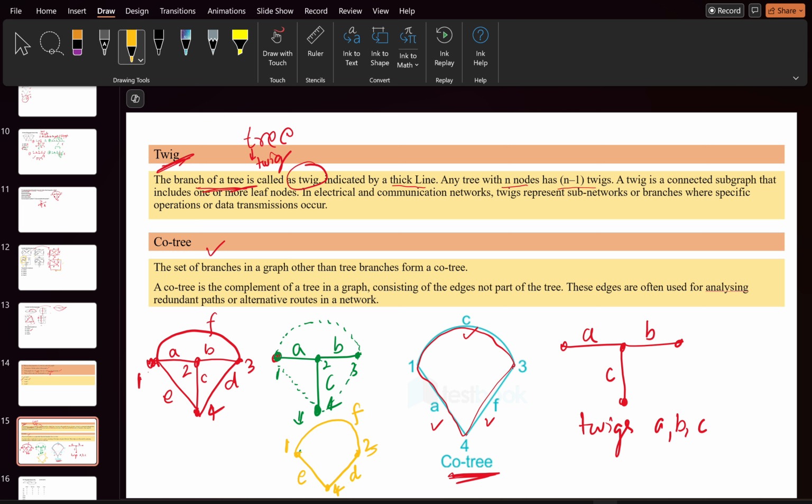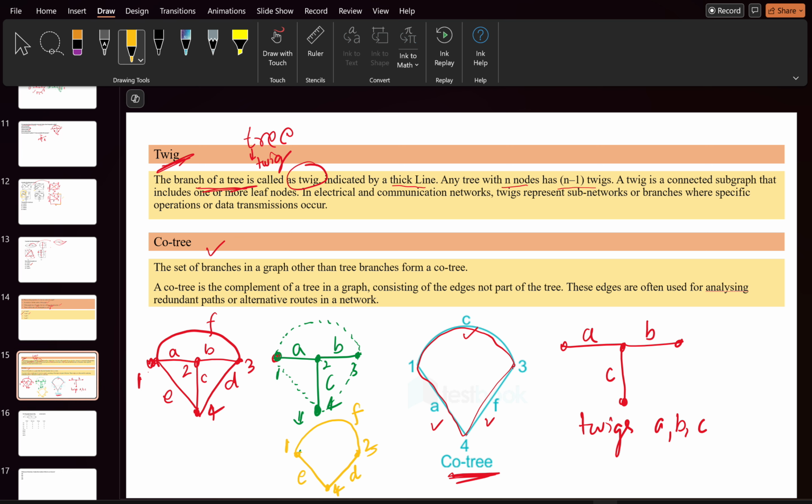Getting my point? Yes. Okay. I understand, sir. But for a tree, there should be no closed loop, right, sir? Yeah, exactly. But for the co-tree, there may be a closed loop. Yeah, that is true. So this is the basic definition of the tree, the co-tree and the twig.